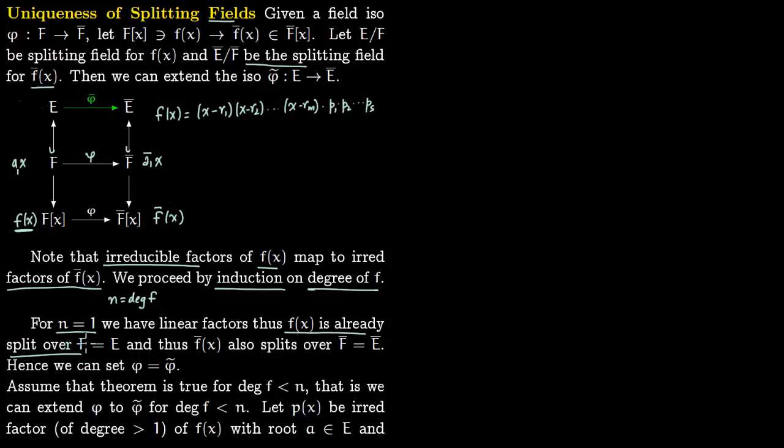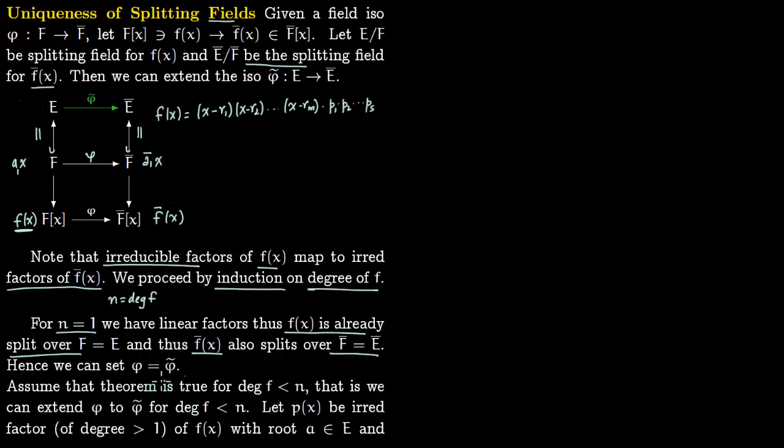So this F is equal to E. So this F and this E are equal to each other. So you have equality here. And similarly, this f bar will also split over this field F bar. So you have equality here also, because these linear factors will get mapped to linear factors in F bar. So this f bar also splits. So now you can set this varphi tilde to be just this varphi, because this isomorphism is precisely this isomorphism, because this F is equal to E, and this F bar is equal to E bar for linear factors. There's nothing to be done.